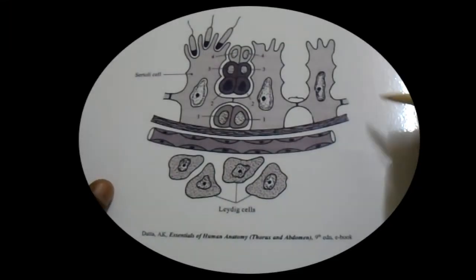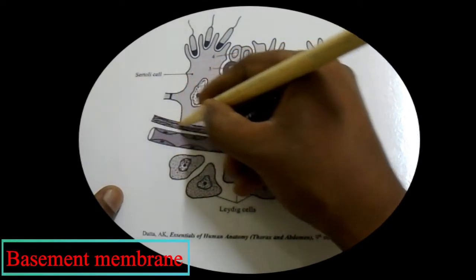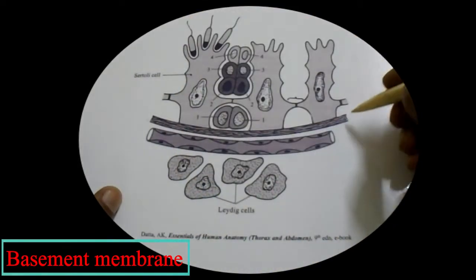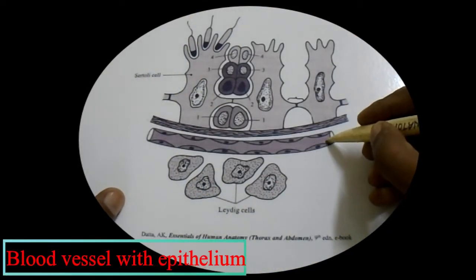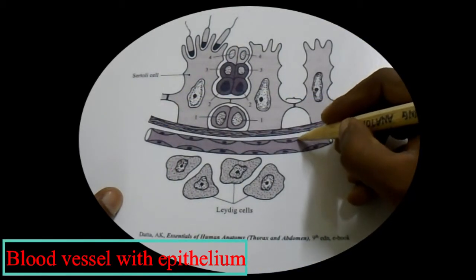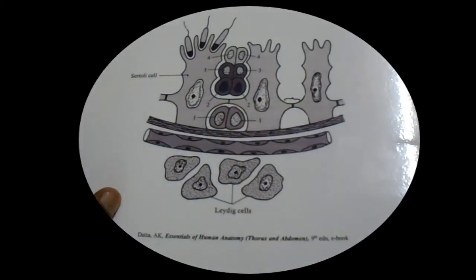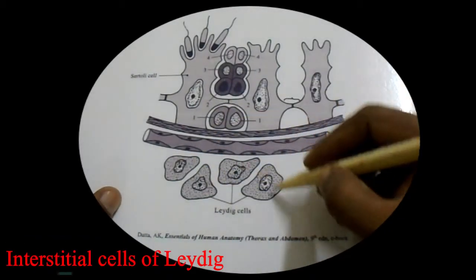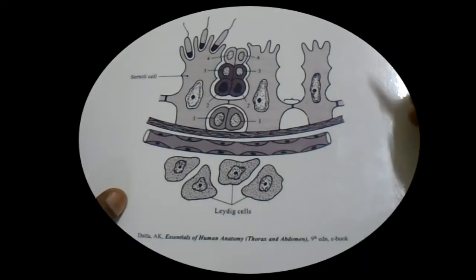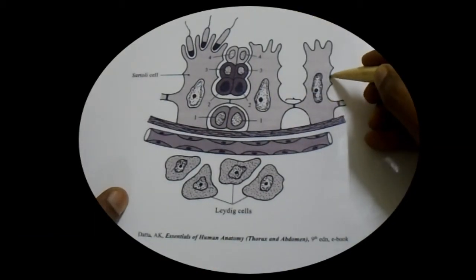Here, as I have already told you, this is the basement membrane of this seminiferous tubule. Here is the blood vessel, and the vessel wall contains simple squamous epithelium. Clear? And these are the interstitial cells of Leydig. Now look here. Here is one Sertoli cell.